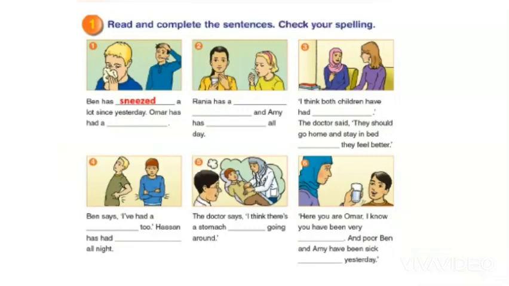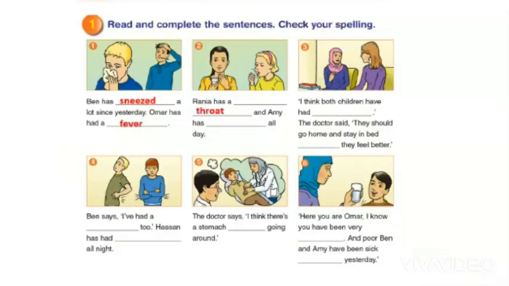Ben has sneezed. I said sneezed, not sneeze, a lot since yesterday. Why sneezed, not sneeze? Because we have has before sneezed. And as I told you before, if we have has or have, we have to write the past participle form of the verb. Let's complete. Omar has had a fever. Yeah, fever. Now let's answer 2.